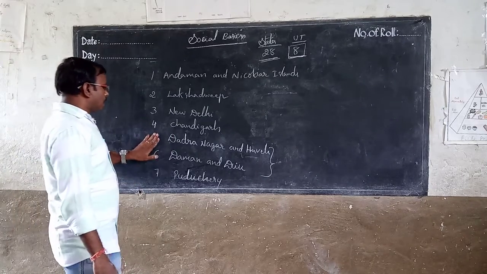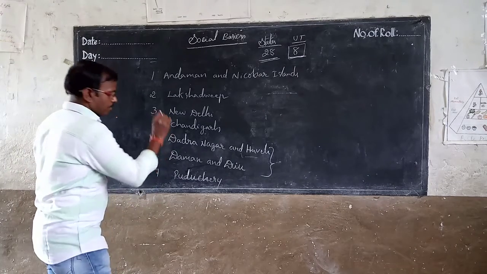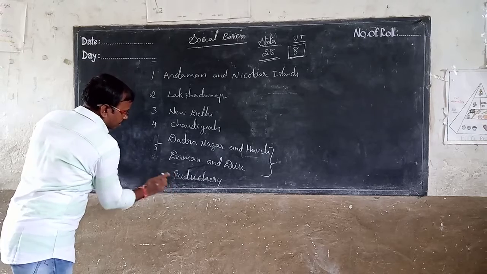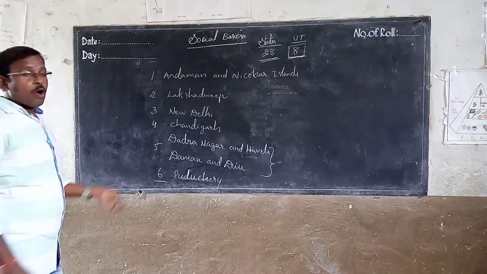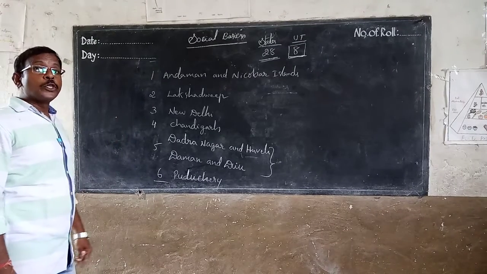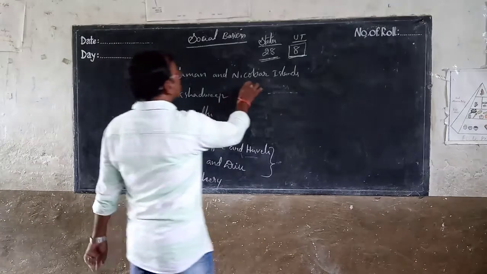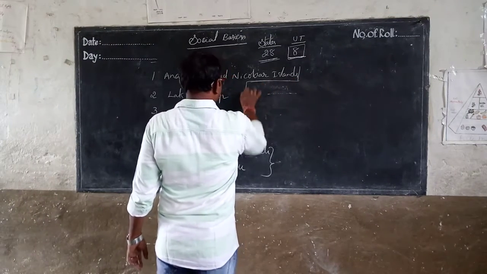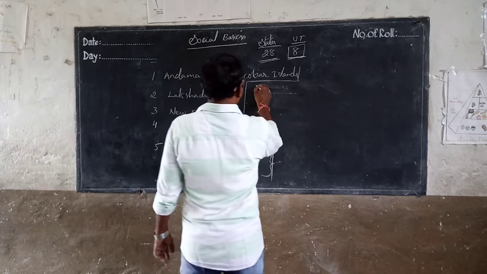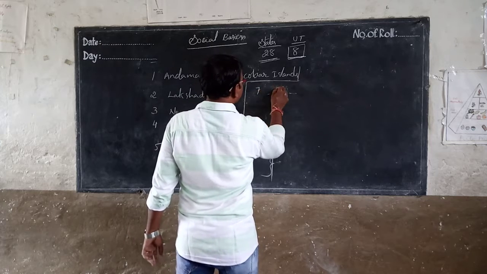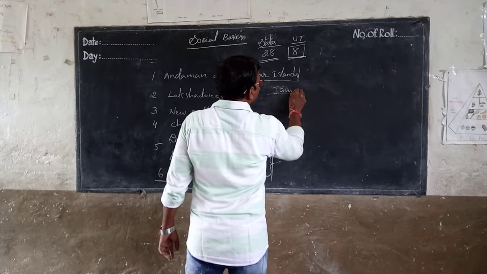This is totally fine. And the sixth one, Puducherry. What are the other two new union territories? Those two new union territories are, the seventh one, Jammu and Kashmir.